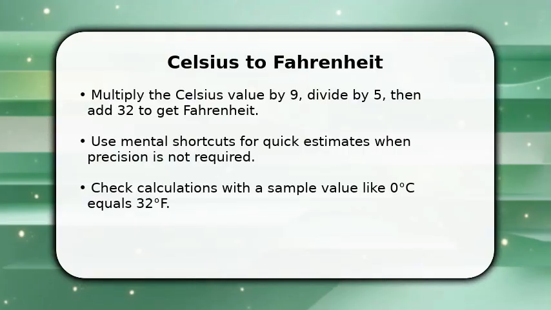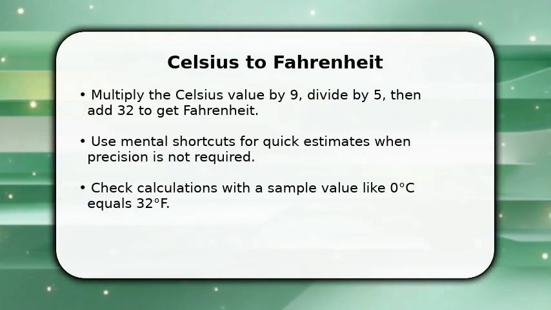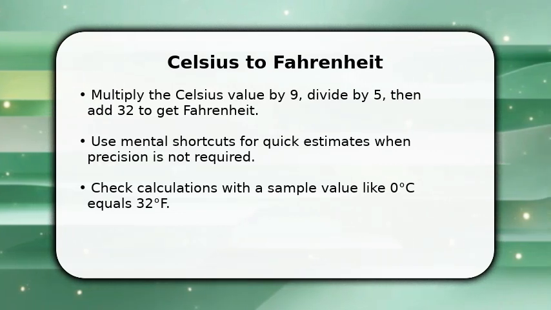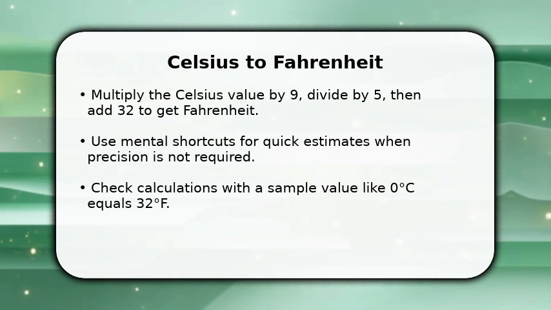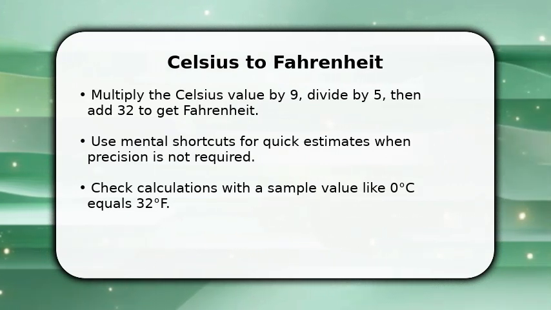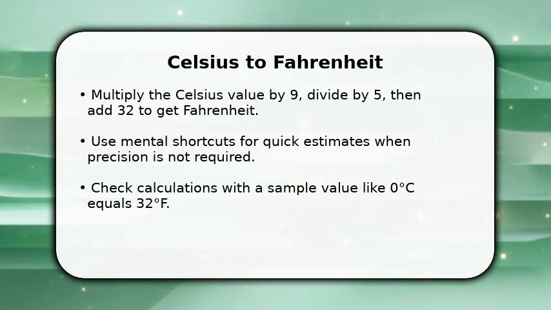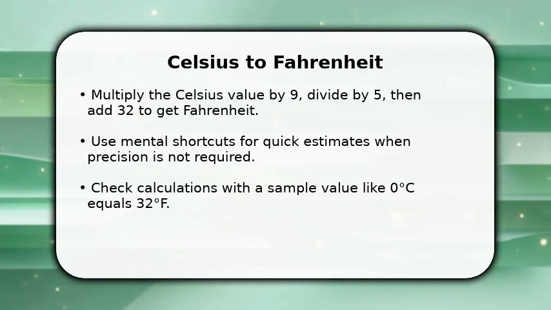Enjoy the video. In this video, I will explain how to convert Celsius into Fahrenheit. Multiply the Celsius number by 9, divide by 5, then add 32 to get the Fahrenheit result. I will walk through examples step by step and show a quick mental trick for rough estimates.